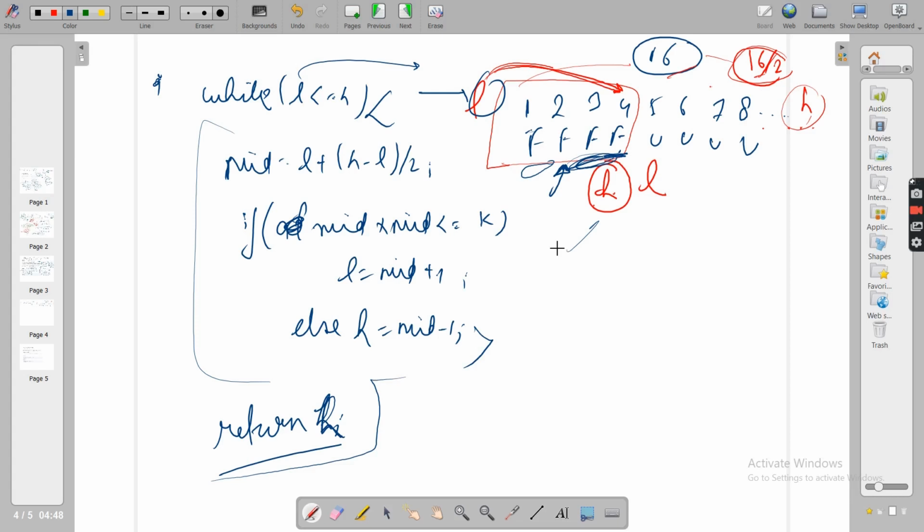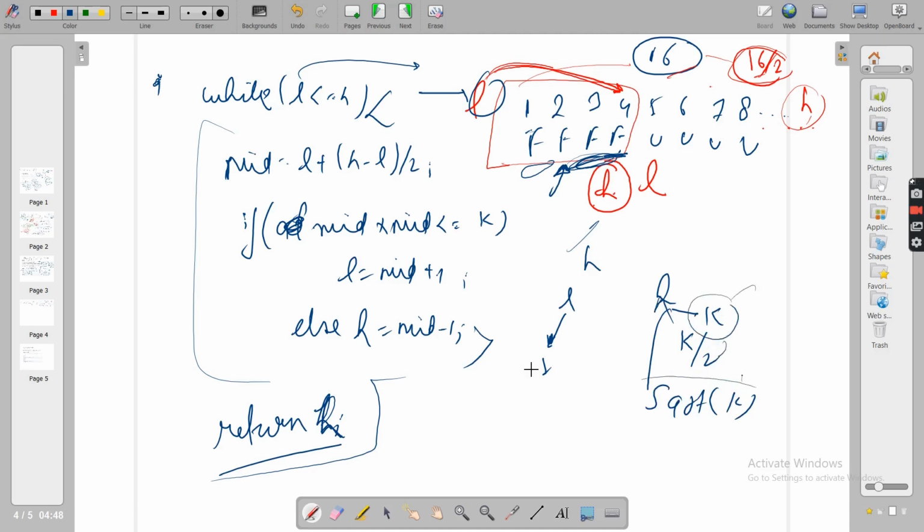And as I said, for your L boundary you will start with 1. For the H boundary you can start with K, or K by 2, or there's one more thing: you can start with the square root of K. Obviously K is the worst, K by 2 is somewhat better, and square root of K is the best, because square root of K is a very small value. So you can keep these as well. Think of how and why you can keep them. In some video I'll tell, no problem.